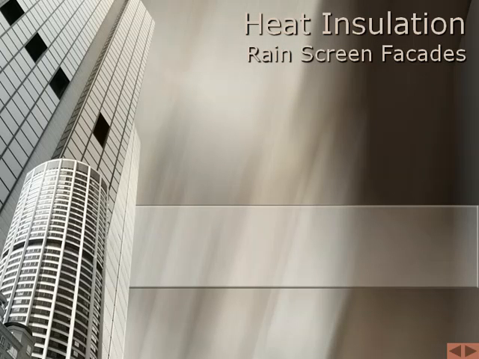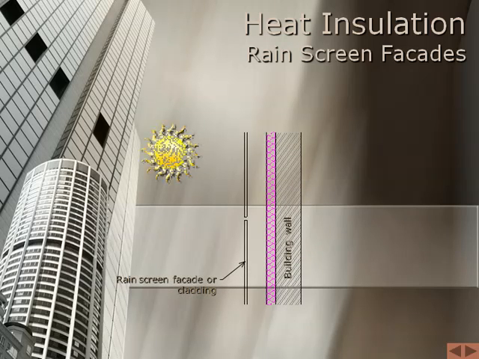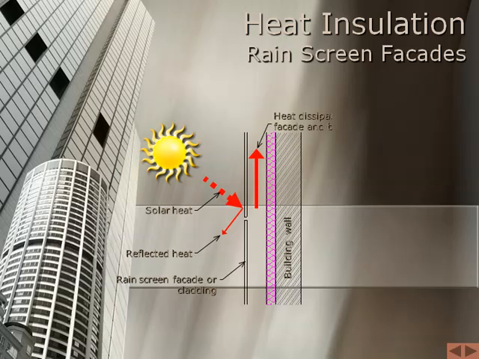Heat insulation for rain screen facades. As the sun's rays hit the rain screen, just like the facade of a typical wall, a portion of the heat will be reflected off the facade's exterior, and a large portion of heat is absorbed by the facade. But unlike the typical wall section, the heat absorbed by the facade has the air barrier to dissipate most of the absorbed heat. This means less heat will be absorbed into the building wall, keeping the interior of the building cooler. This reduces cooling costs that would normally be incurred otherwise.